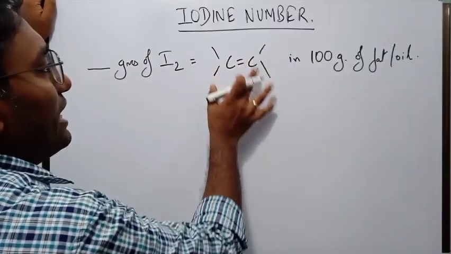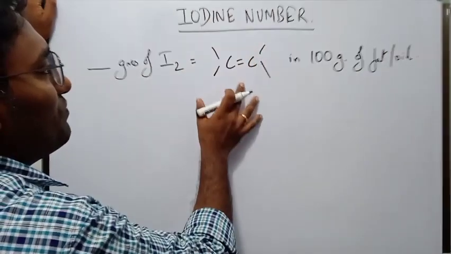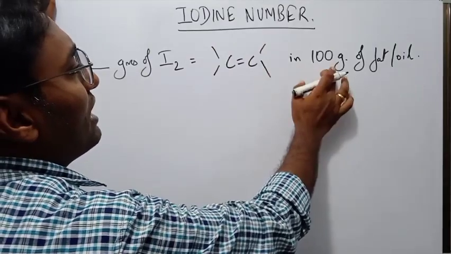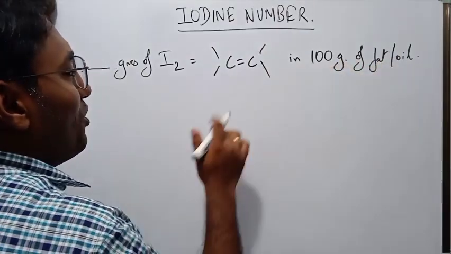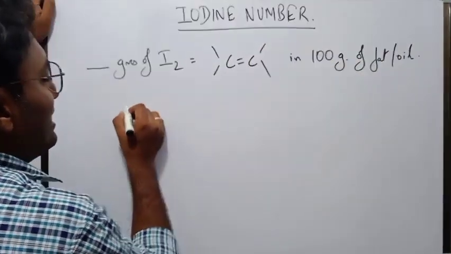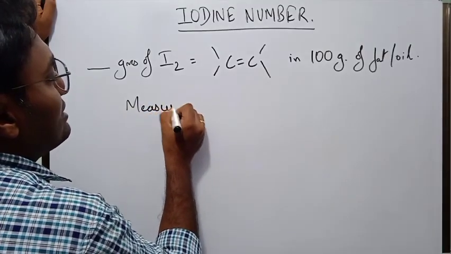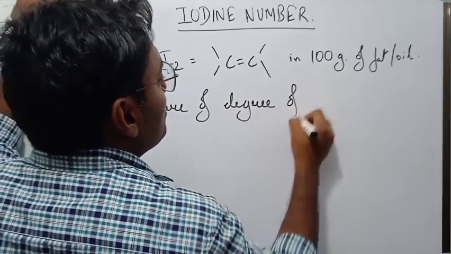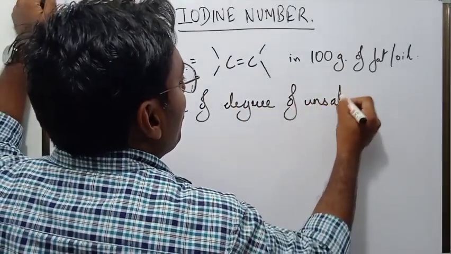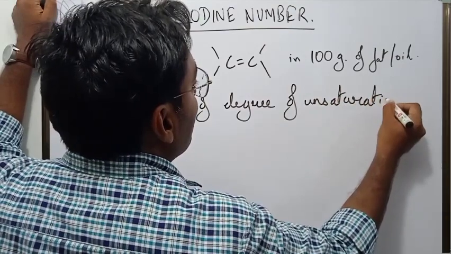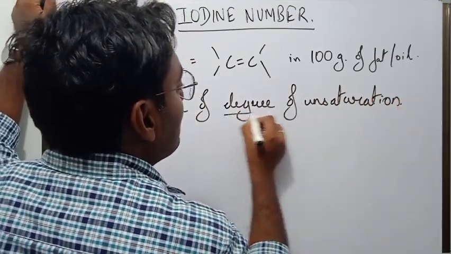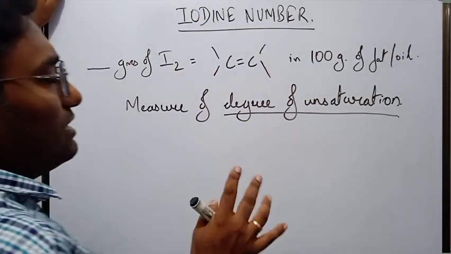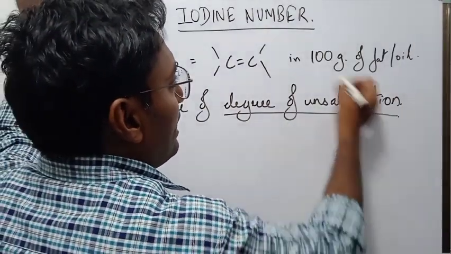So what does iodine number indicate? What does iodine number give you? It gives you the amount of carbon-carbon double bond in 100 gram of fat or oil. Or you can say it is a measure of degree of unsaturation. It gives you not just an idea, but a correct estimate of the degree of unsaturation.